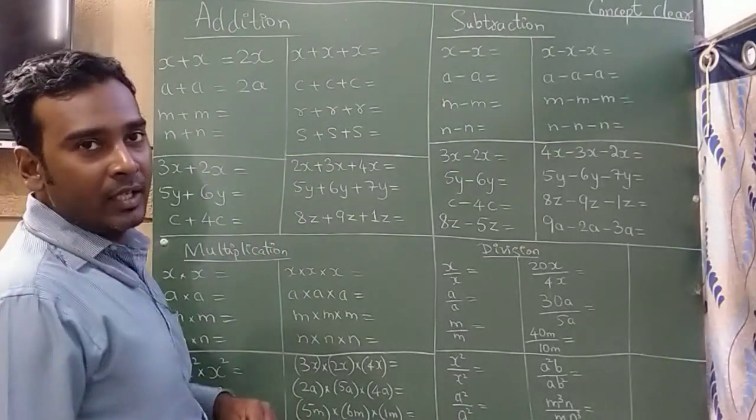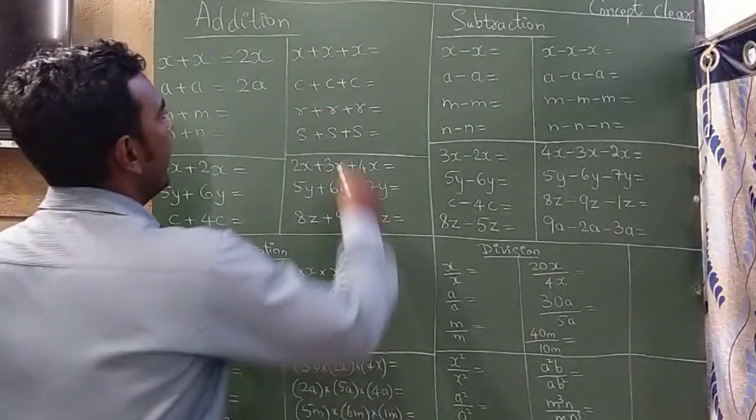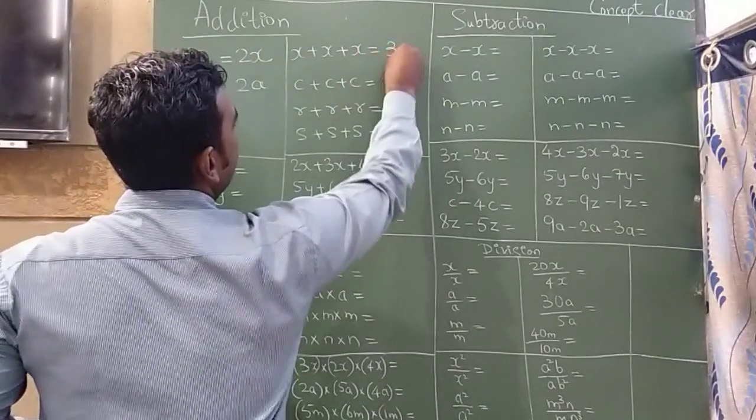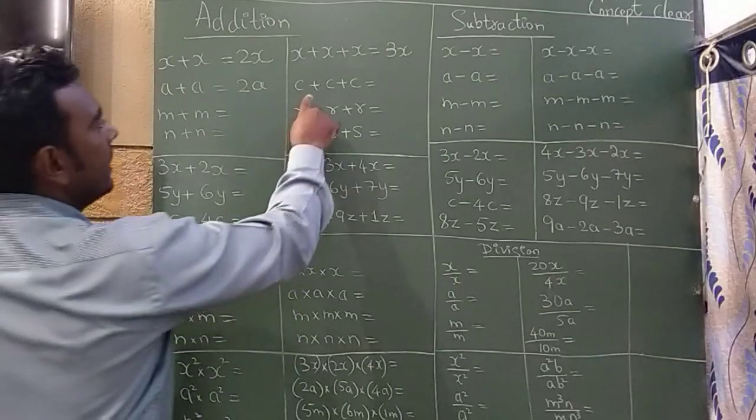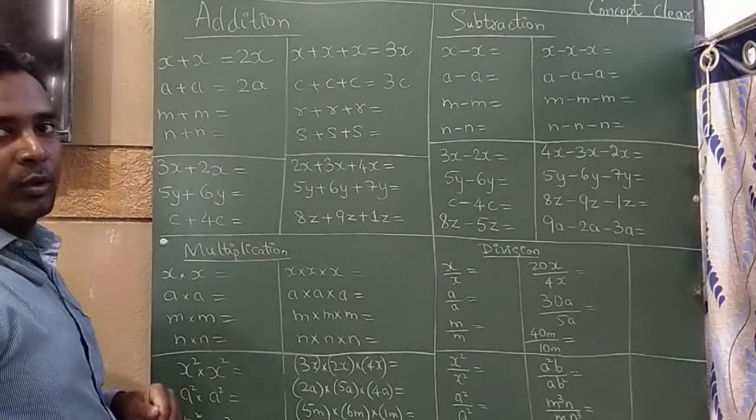So let's move on to the three terms. There are three terms here. If you add this, you will get 1, 2, 3. So it is 3x. C plus C plus C is 3c. These two sums you solve this.